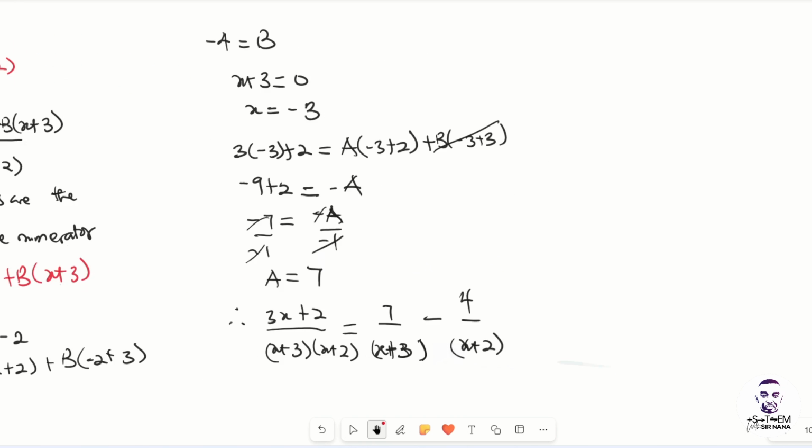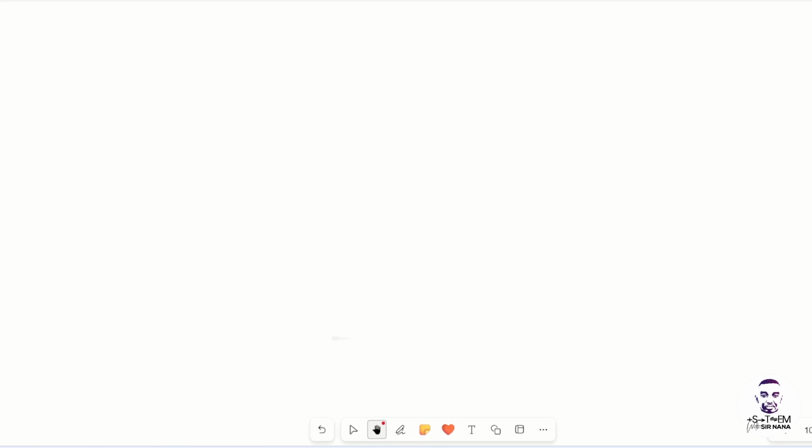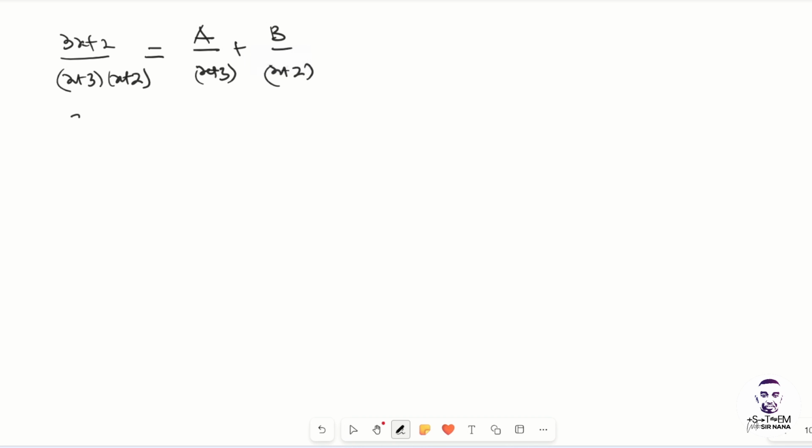Now let's consider an alternative method to solving this. So alternatively, once we have our 3x plus 2 all over (x plus 3)(x plus 2), and we write it in the form A over x plus 3 plus B all over x plus 2, we rewrite 3x plus 2 all over x plus 3.